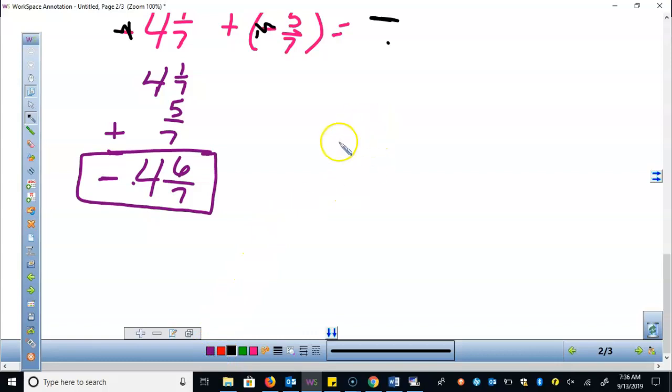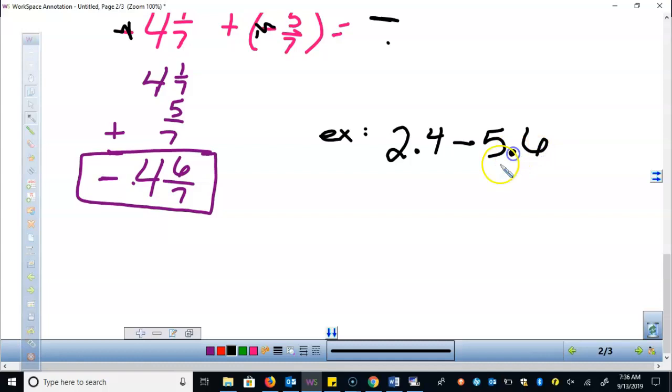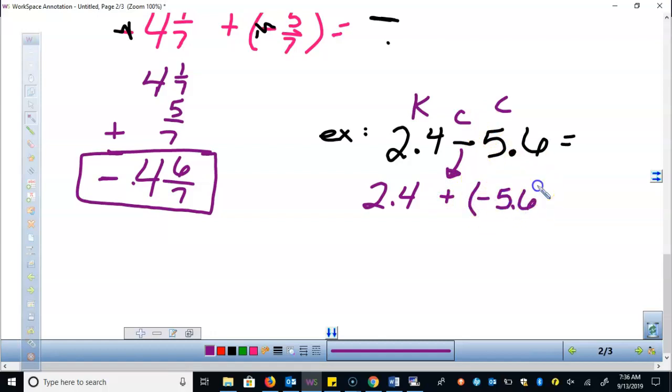Now let's go into some examples involving decimals, because decimals are also rational numbers, or at least most of them are. If we have 2 4/10 minus 5 6/10, this is a subtraction problem, so using the definition of subtraction, keep, change, change. Keep 2.4, or 2 4/10, change the subtraction sign to addition, and then change 5 6/10 to -5 6/10.